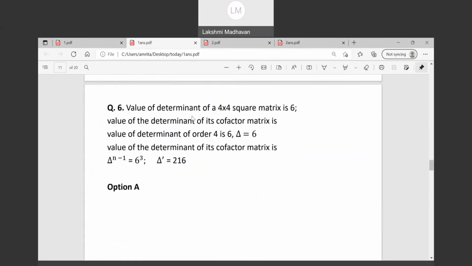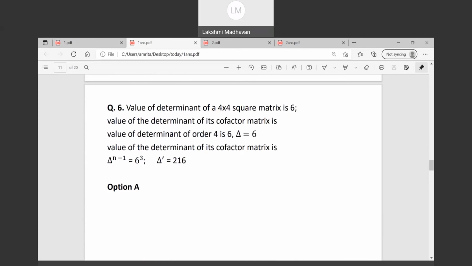So what the relationship is? Value of determinant of order 4 is given as 6. So the value is 6, right? We have to find the value of the determinant of cofactor matrix. So we know that delta raised to n minus 1 is equal to, the value is given as 6, right? And n is 4 here. So 6 raised to 4 minus 1. So it's 6 cube and the value becomes 216.